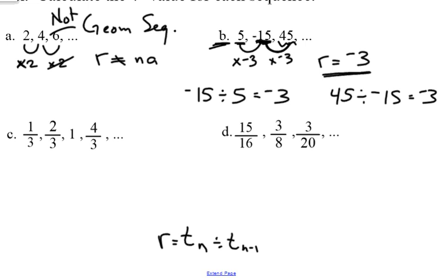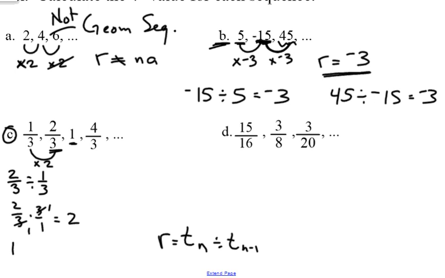Term n divided by term n minus 1, the one right before it. So with C, with the fractions, a little bit of fraction work, I can take term 2 and divide it by term 1. But with fractions, we don't divide fractions, we multiply by the reciprocal. Cancel the 3's, leaves us with 2. So 1/3 to 2/3 is times 2. Well, let's double check if that's true for all of them.